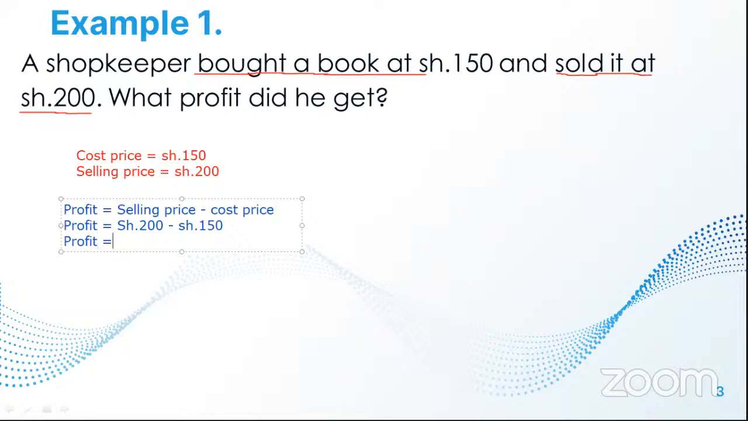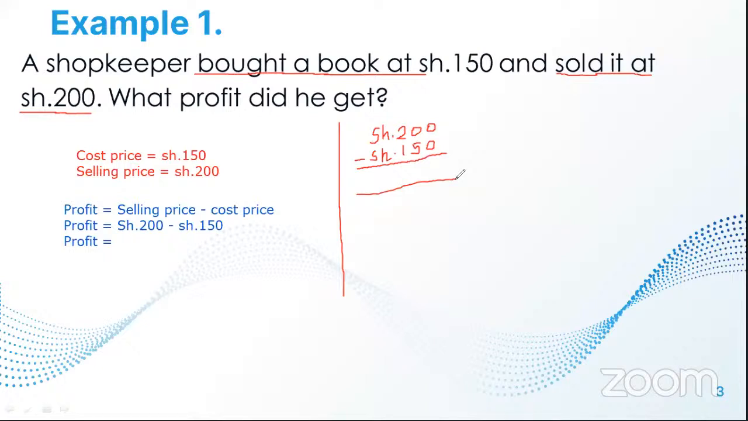So when you have it horizontally like this, I can come in my side work and arrange it vertically. I have 200, which is the selling price, and I'm going to take away 150 shillings, the buying price. Then you must write the equal sign, if you are subtracting vertically like this, according to the place value. So now I begin subtracting to get the profit, that extra money I have got from selling the book.